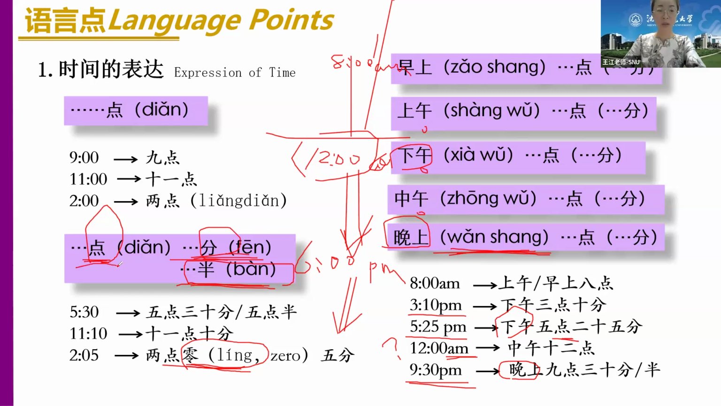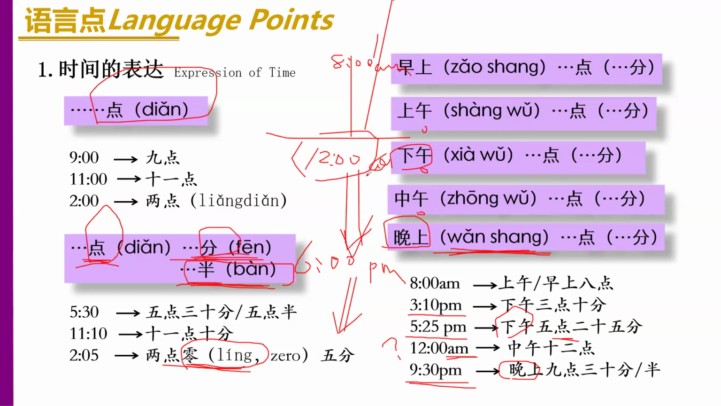点 means o'clock. 分 means minute. 半 means half. That's what we have learned in lesson 11, you should acquire.